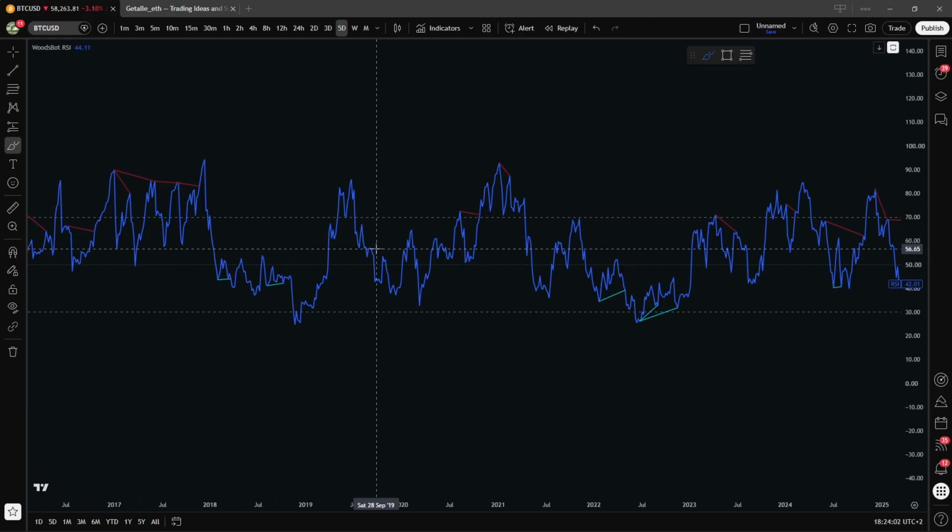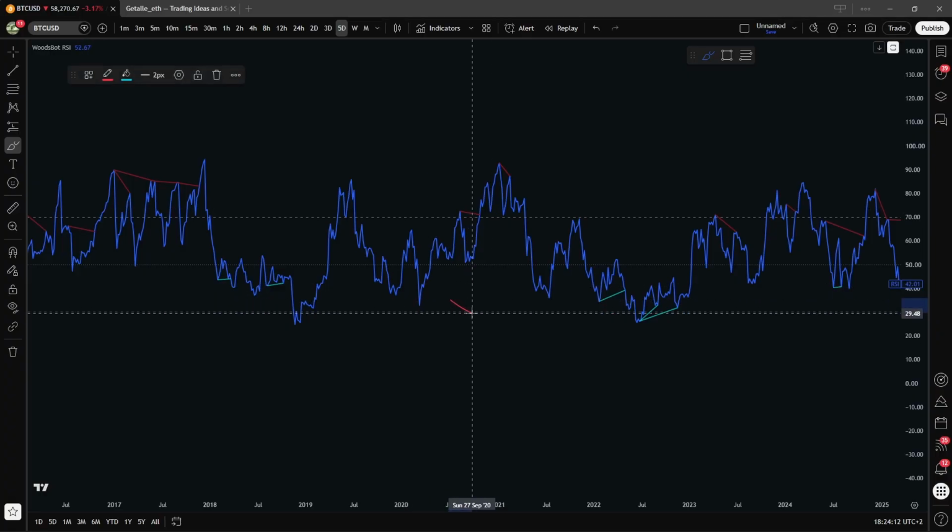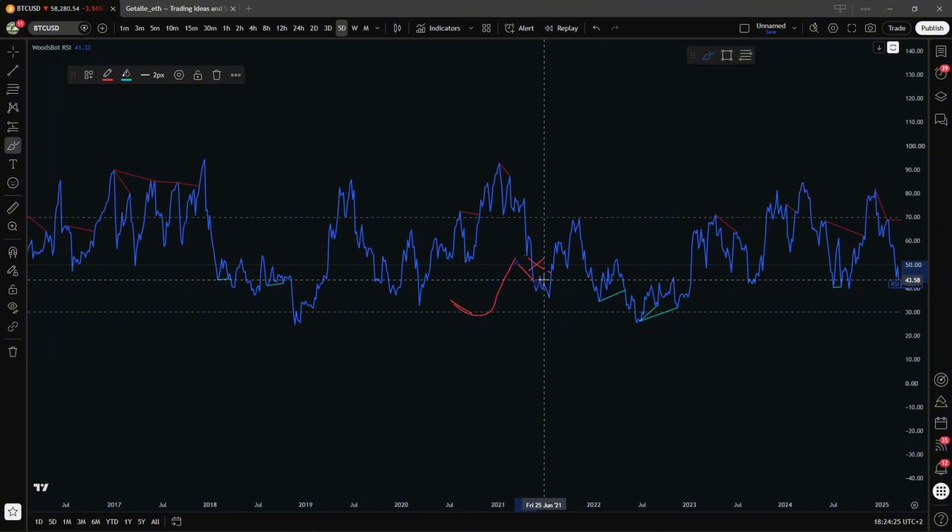Now, I like to think that the 50 area for me is basically the resistance. So if the RSI comes from these lows, right? It comes from these lows, goes to the 50 area, and now the RSI has a choice on price action as well. If price action rejects, then it's a bearish signal.